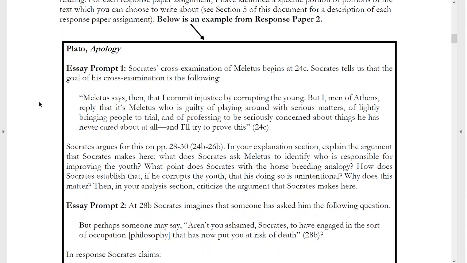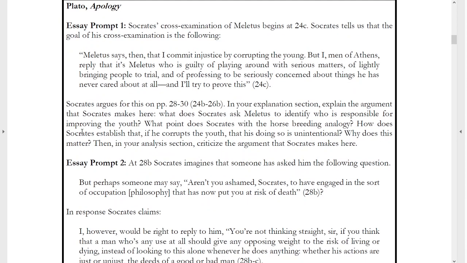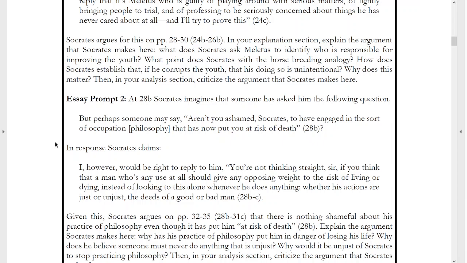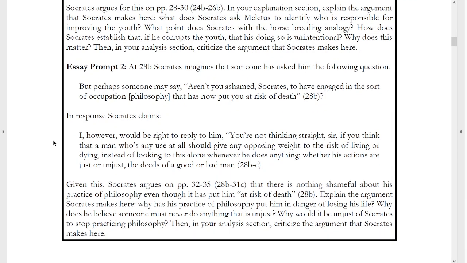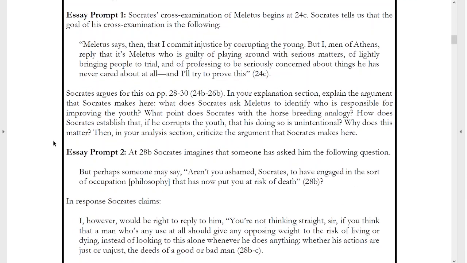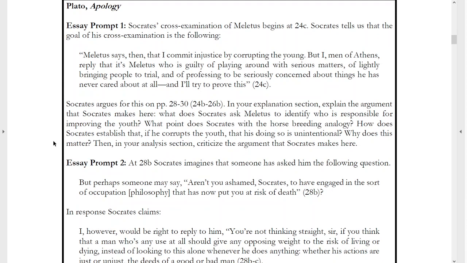All right, so the first thing you need to do is decide which prompt you'll actually be writing about. Now, some response paper assignments will have just one prompt, and other response paper assignments will have more than one. This one has more than one. We have essay prompt 1 and essay prompt 2. So what does that mean? You just choose one of them, and only one of them. Do not try to write about both, just write about one of the prompts. Now, if there's only one prompt, of course, then you don't have a choice, you just write about that one.